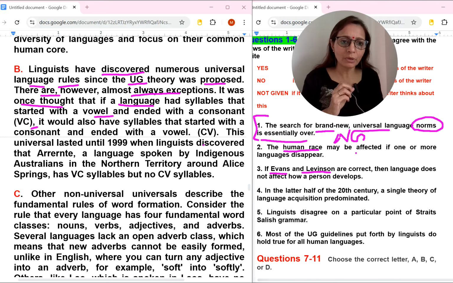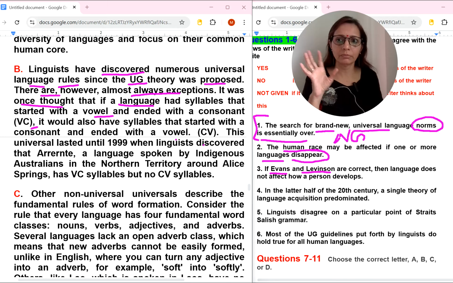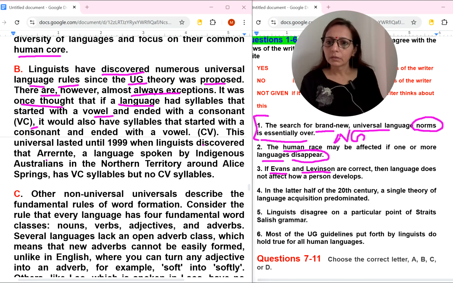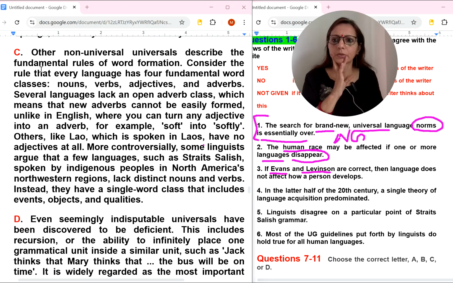The human race may be affected if one or more languages disappear. Okay, human race, human kind of thing, it was in the first paragraph, but yes, in that paragraph they were not talking like that. Human race may be affected if one or more languages disappear. Okay, discovered, nothing is there. So here also they are talking about a different kind of thing. So I am looking for human race in the C paragraph, and if I get the person name also, we can always consider the third paragraph.